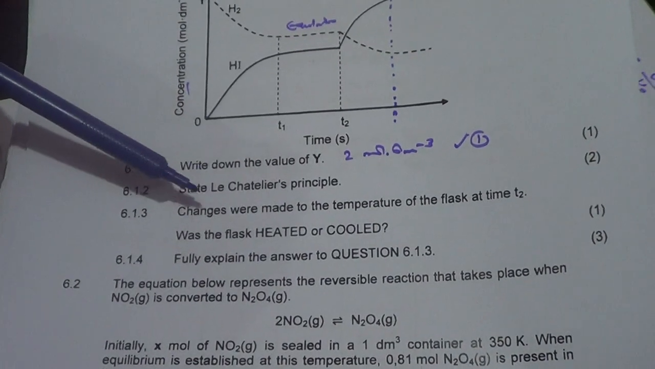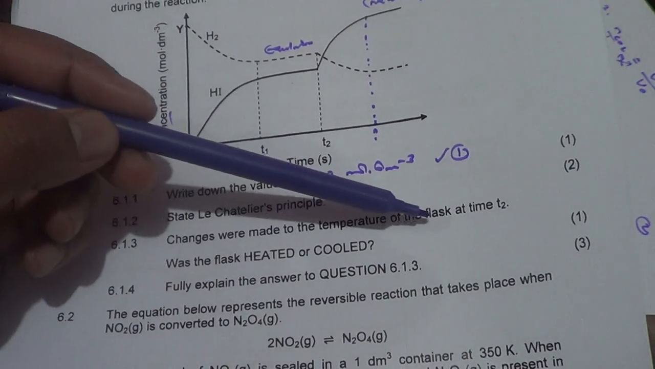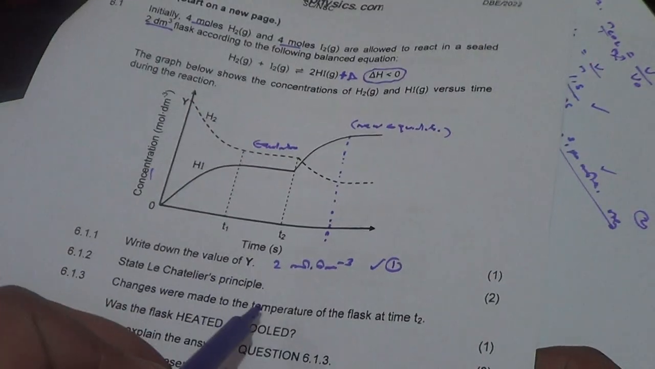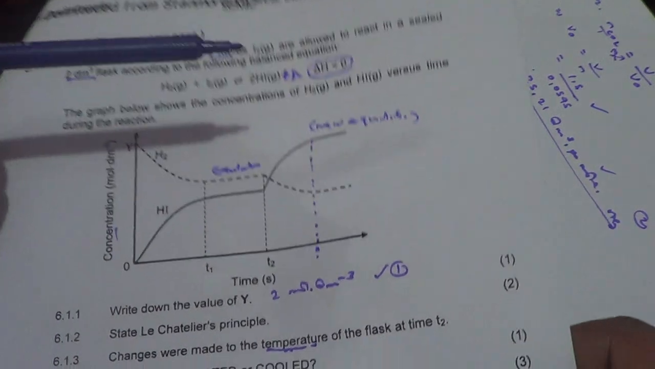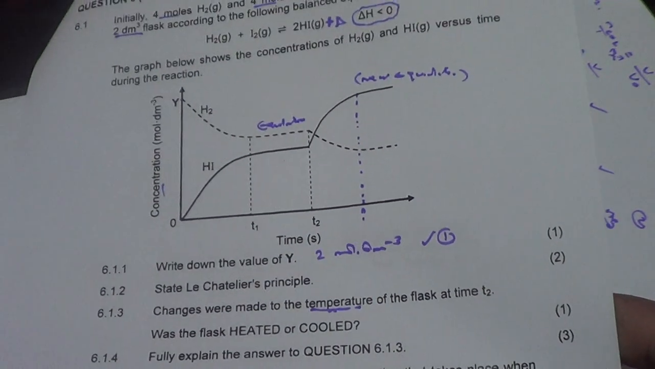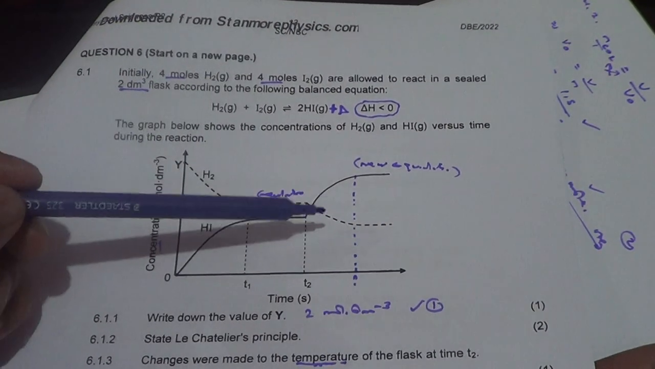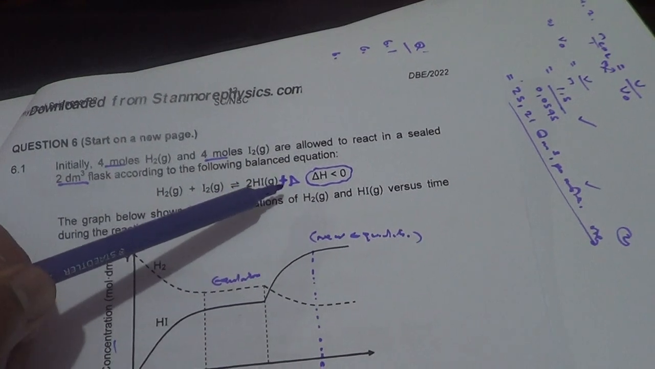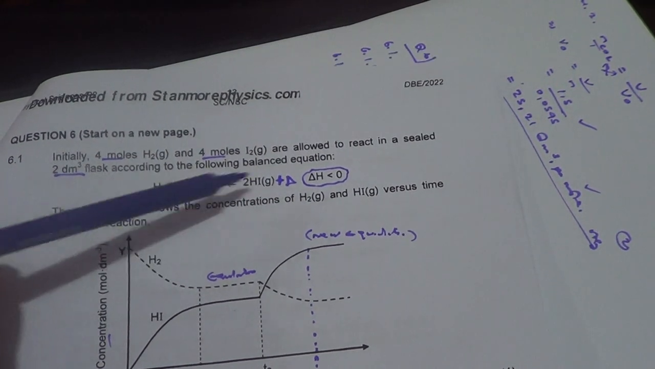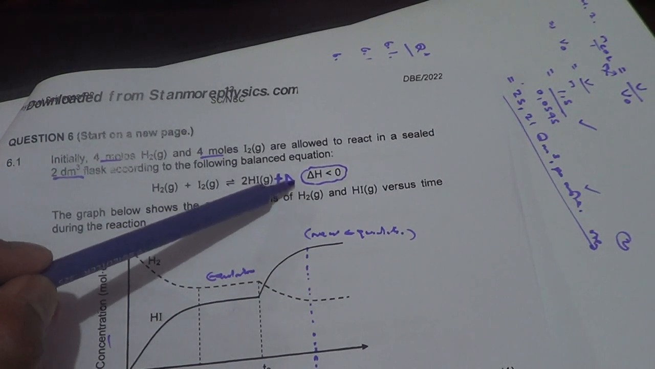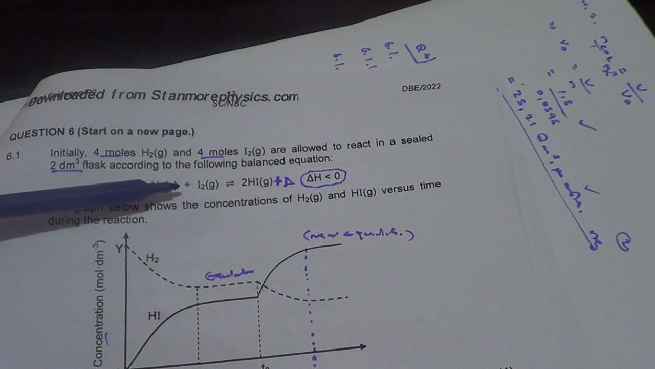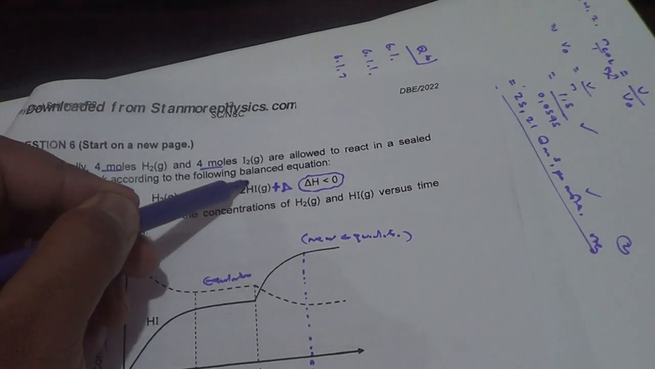6.1.3. It says now, changes were made to the temperature of the flask at time T2. There it is. And it says a temperature change. Alright, so not a problem. It says now, was the flask heated or cooled? Now the question is, what is the effect of heating or cooling? We know that the forward reaction is exothermic. So what favors the forward reaction is a loss of that heat. So when you cool this system, you are going to cause the system to lose this heat here. And that means the system will shift so as to retain that heat, right? So meaning the forward reaction will be favored. And if you're favoring the forward reaction, you're going to form more products.